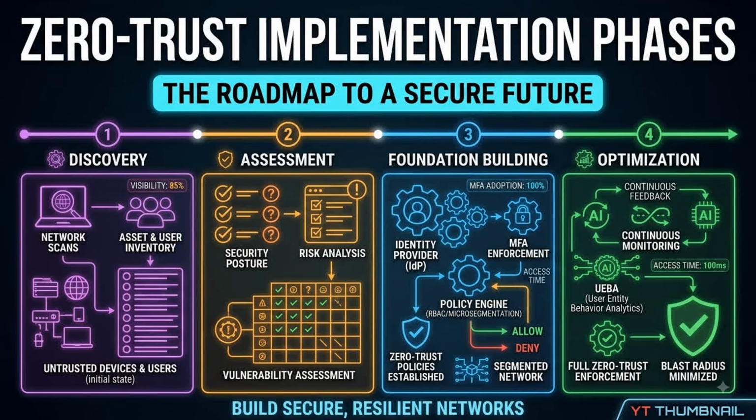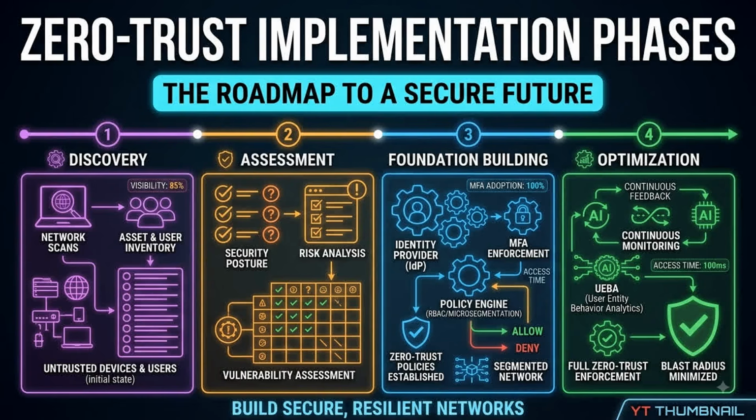Phase 2, assessment. Analyze security posture. Conduct vulnerability assessment. Identify risk analysis gaps. Document all findings. Phase 3, foundation building. Implement strong identity verification. Deploy multi-factor authentication. Achieve 100% MFA adoption.